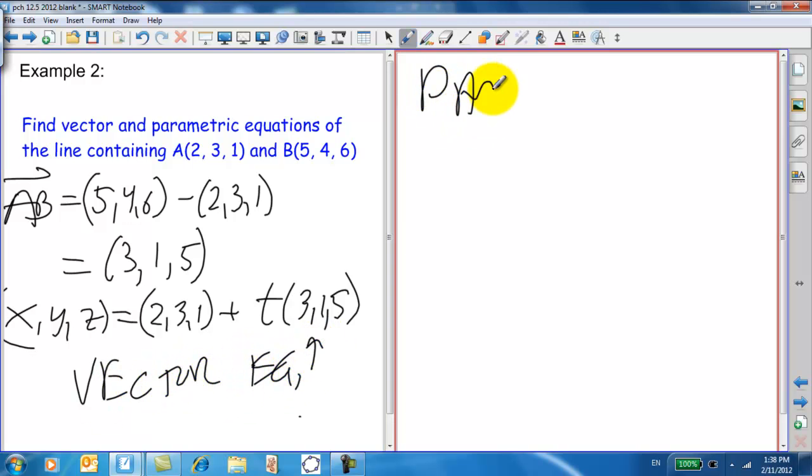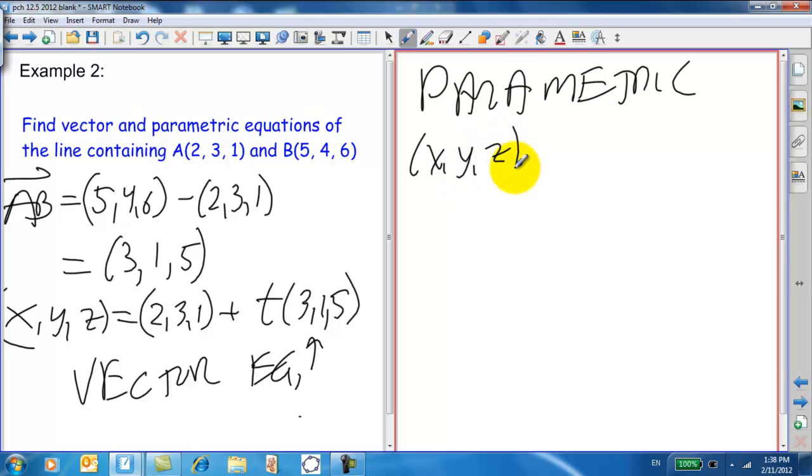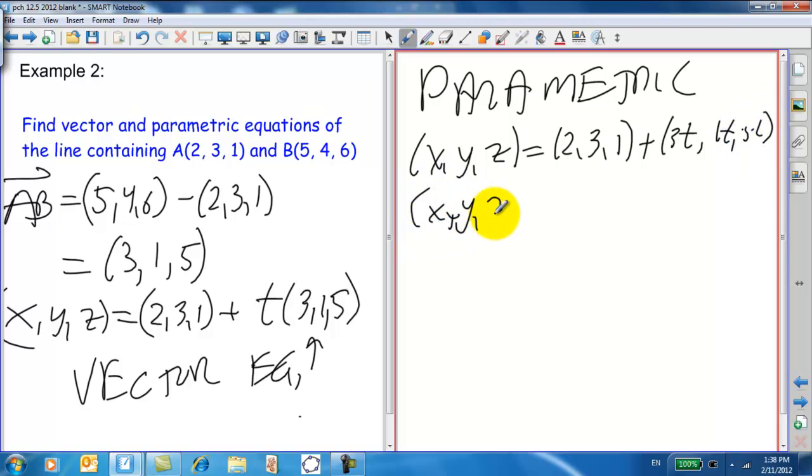And here's the parametric equation. We just separate out the things here. We continue our x, y, z equals 2, 3, 1, plus we can distribute the t. It's a scalar multiplier, so 3t, 1t, 5t. And so x, y, z equals 2 plus 3t, 3 plus t, and 1 plus 5t.